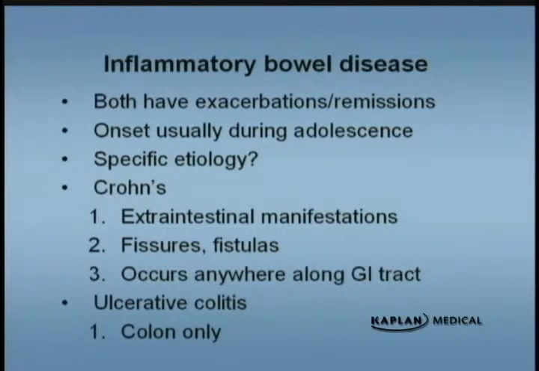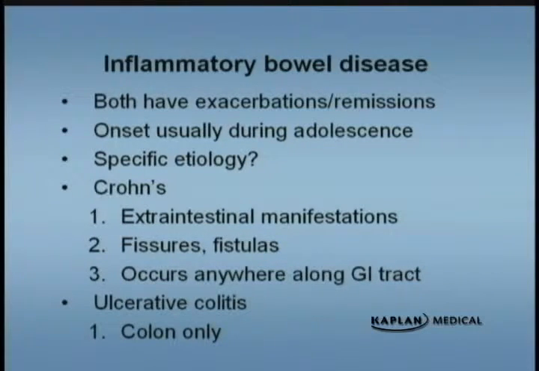Don't forget, always read the test question, look at the age, look at the sex. Is there a specific etiology? Well, it's hard to say sometimes, but we do know that they just present with these, and it's an inflammatory disease. It could be an autoimmune type disease.